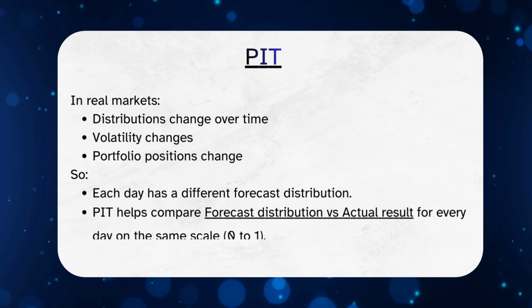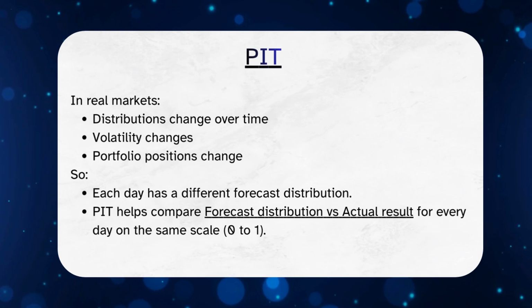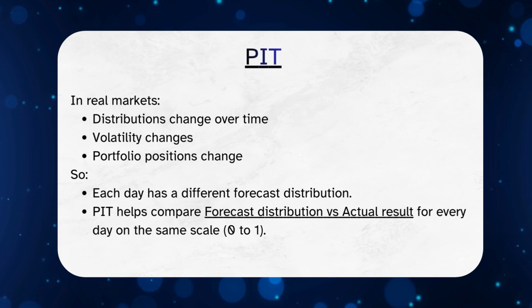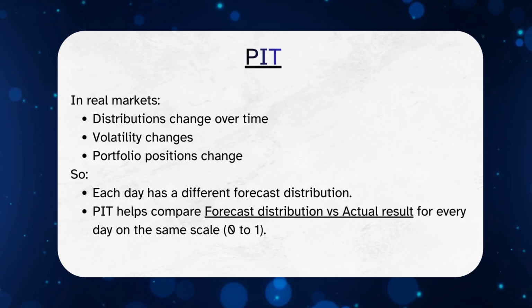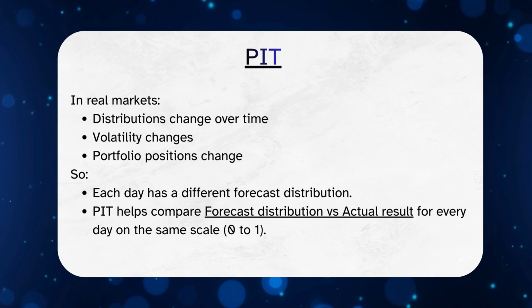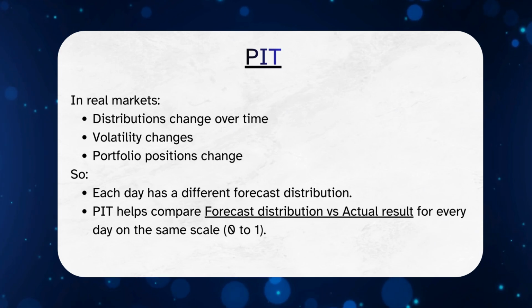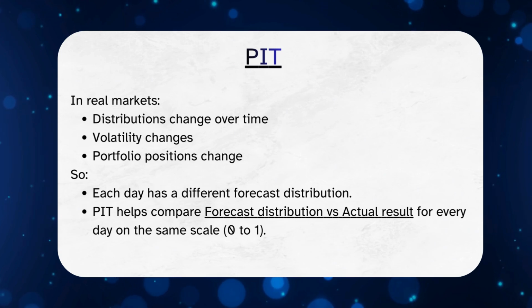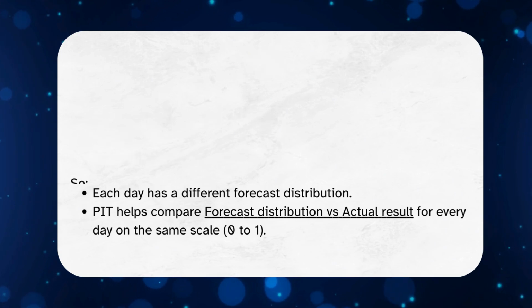Now, think about real trading days. Some days are calm. Some days are chaotic. Because of this, distributions change. Volatility changes. Positions change. So every day, the model creates a new forecast distribution. PIT acts like a translator. It takes each day's actual result and converts it into the same universal language, a number between 0 and 1. So every day becomes comparable.